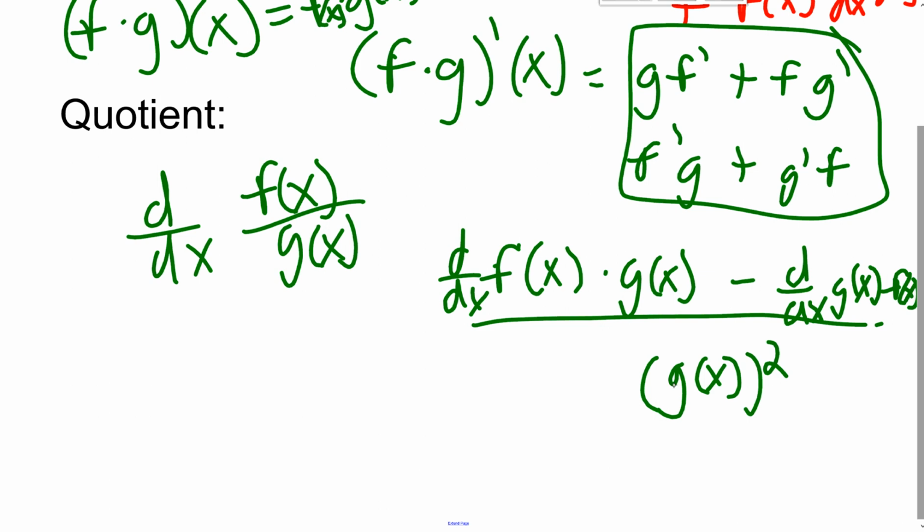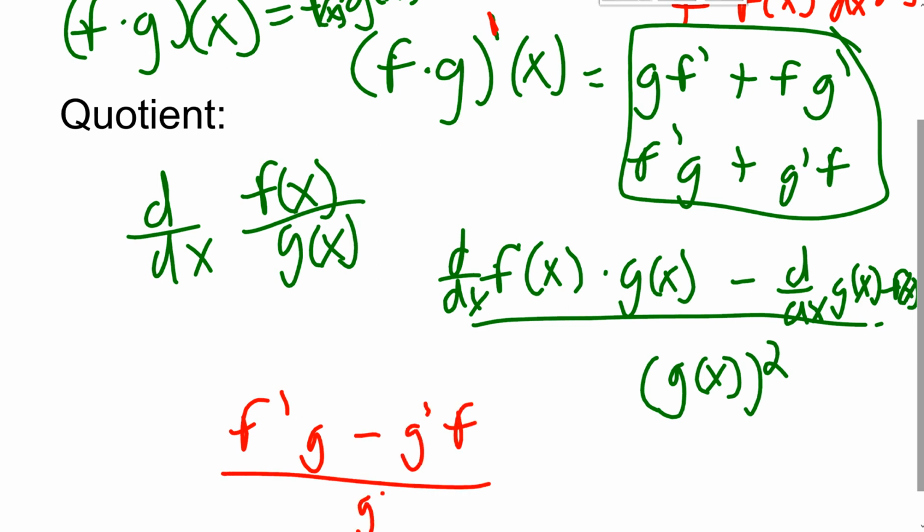Or you can write it as the little dash there. So we got f prime times g, minus g prime times f, all over g squared. So you can rewrite it like that. There's the apostrophe in there, the prime. That apostrophe just means prime.